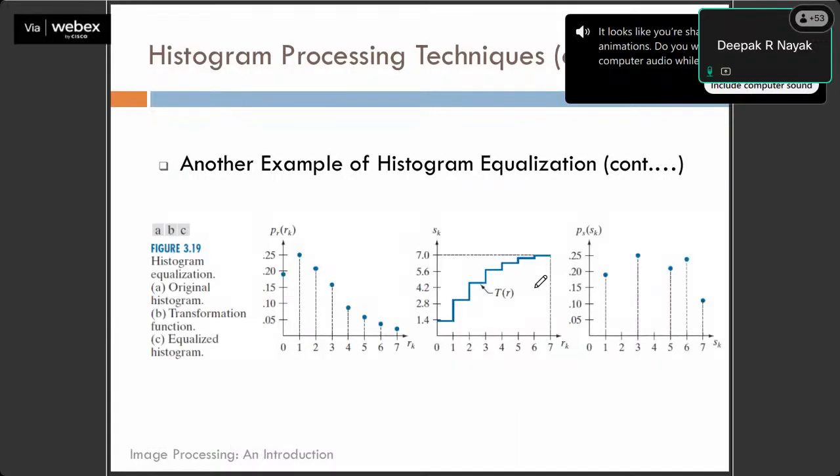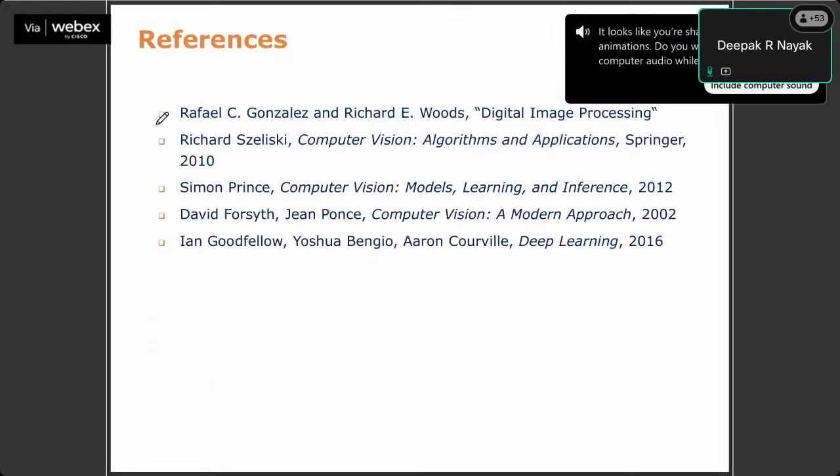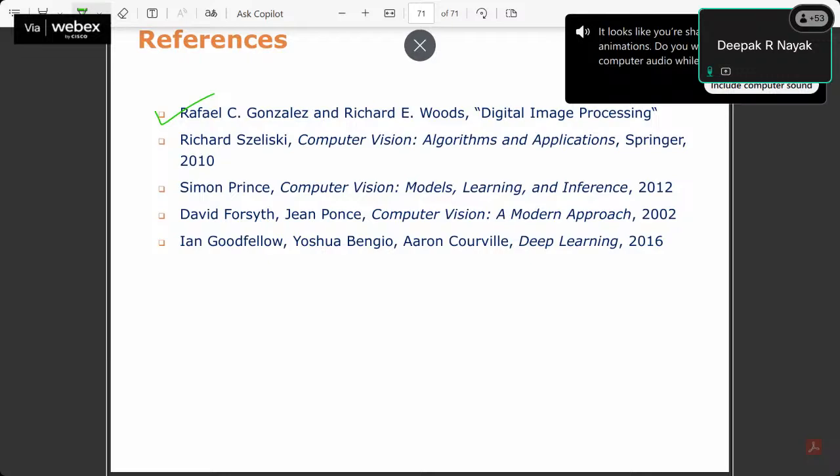Okay, I will stop here. I think these are some of the references from where I've taken most of the contents, and mostly I've taken it from this book, Gonzalez and Woods' Digital Image Processing. This is the most popular and you can say the best book for digital image processing. So I'll stop here. If you have any queries, I'll be happy to take them.